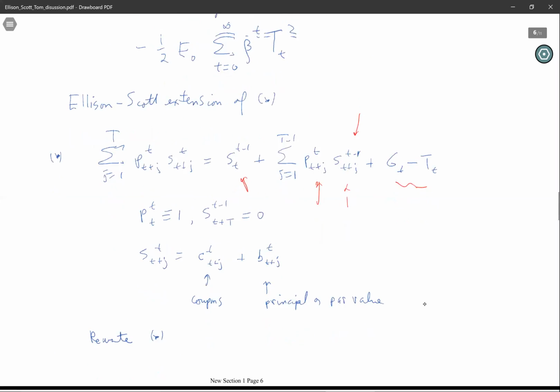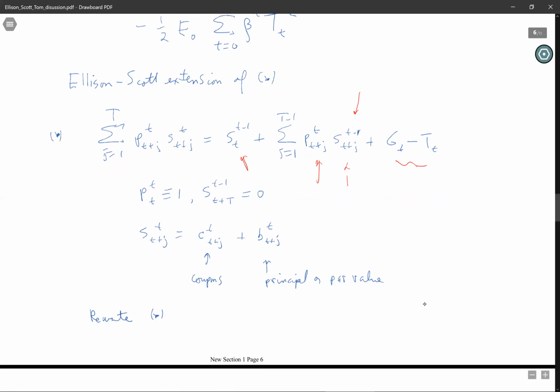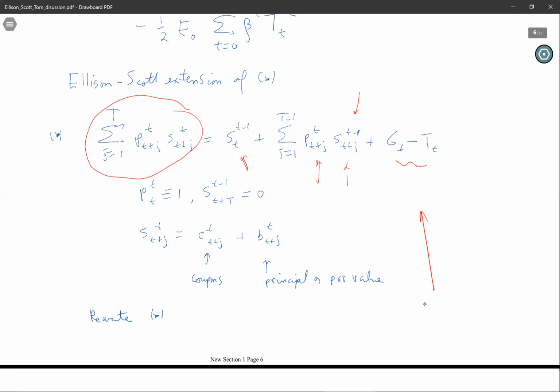So STT plus J, that's the sum of coupon payments that you promised and principal payments that you promised. So, in the interest of time, Ellison and Scott do some very creative and instructive things with this equation. They rewrite it in certain ways and get some very interesting decompositions, actually time series decompositions of this object, and they tell you what contributed to growth or decline in that.